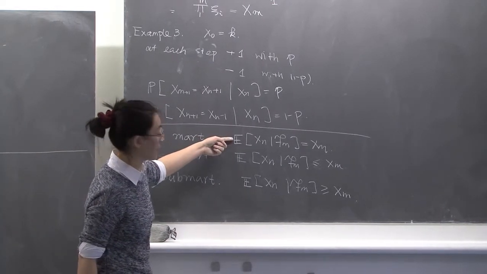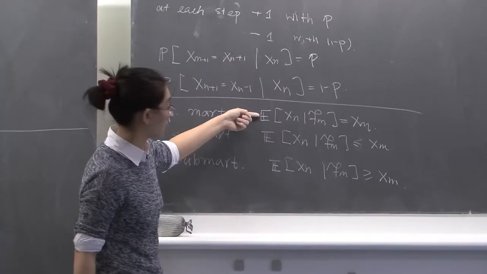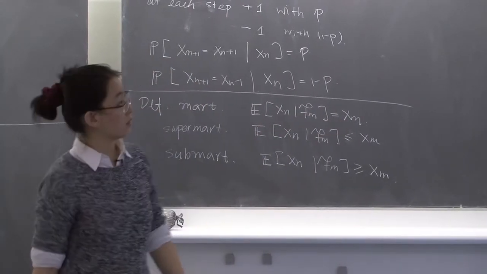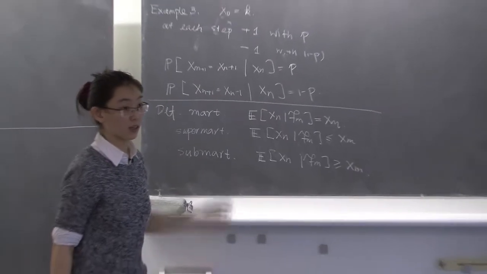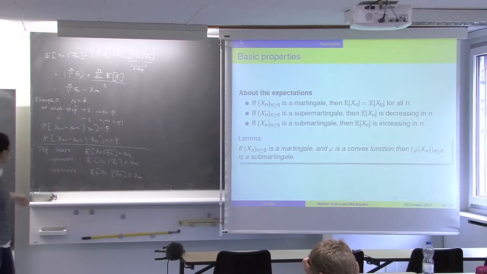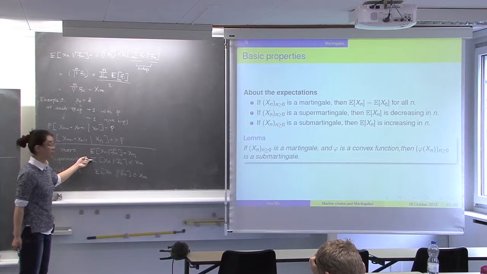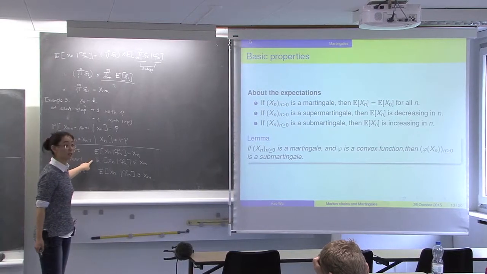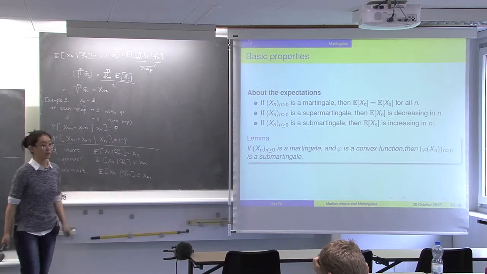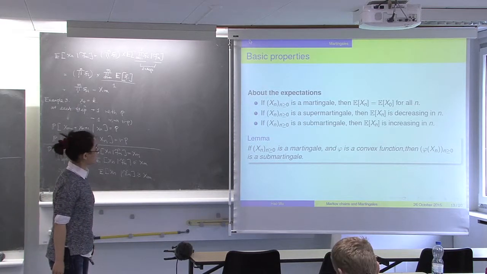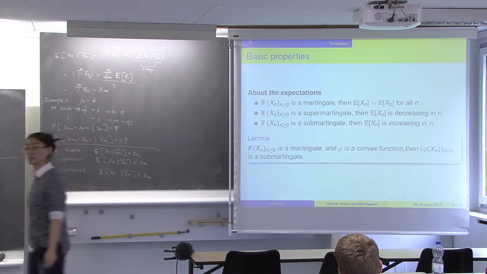If we take expectation on both sides, this relation tells us the expectation of Xn equals the expectation of Xm. So for a martingale, clearly the expectation is a constant sequence. For a supermartingale, we take expectation on both sides of this relation, and this tells us the sequence of expectations is decreasing. And for a submartingale, the sequence of expectations is increasing. So this is just a basic property. And then another basic property is that we can change a martingale to a submartingale by composition with a convex function.